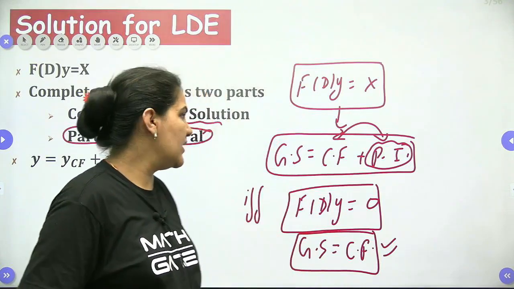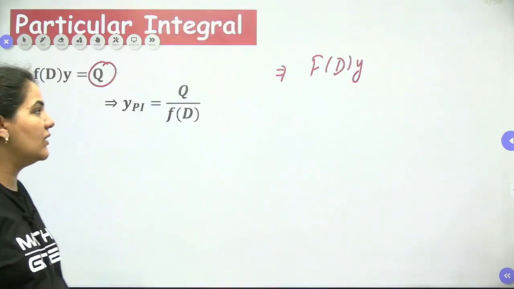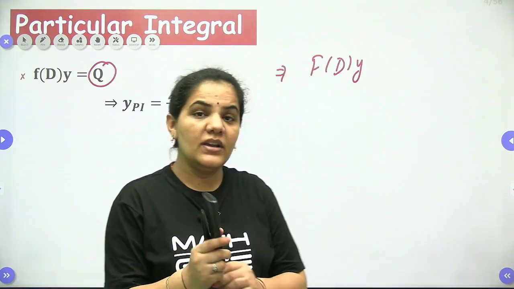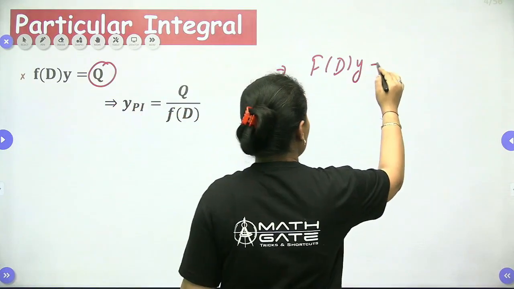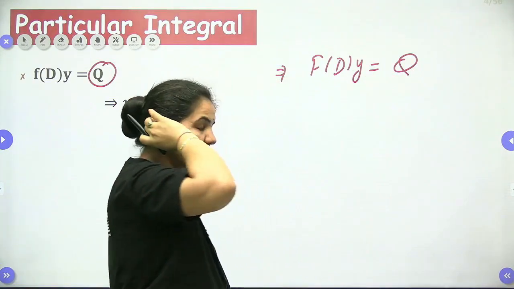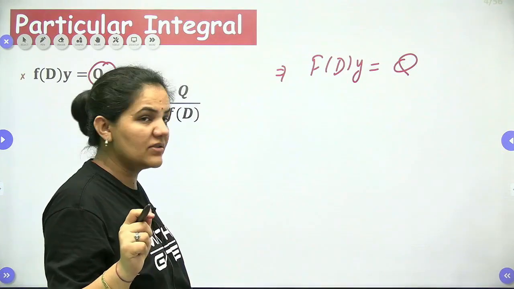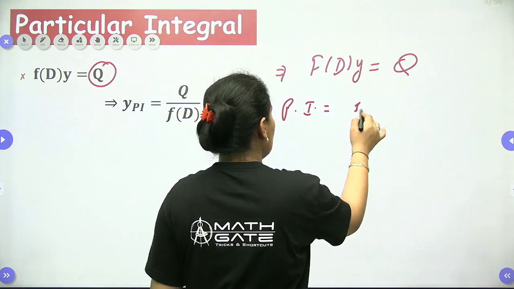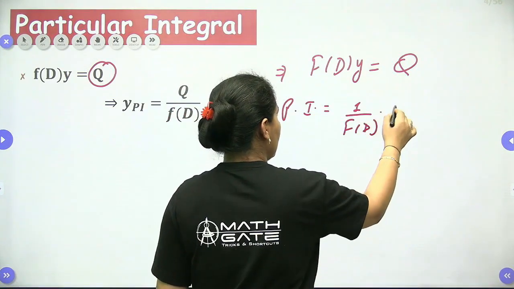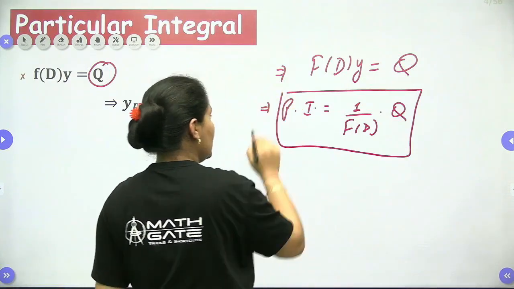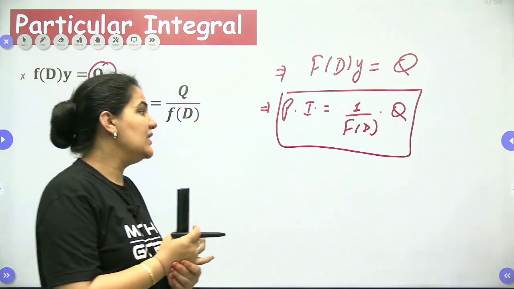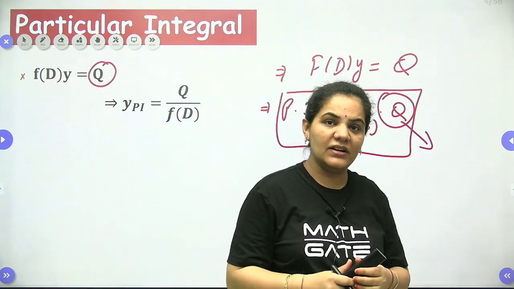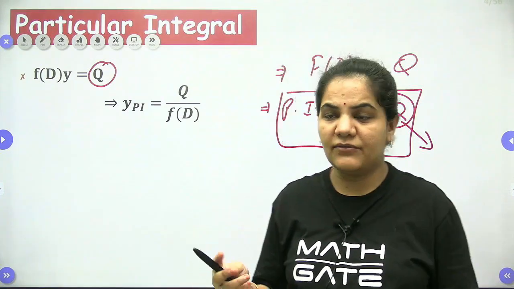So let's start, dear students. It's a simple thing. What exactly does PI depend on? PI is an important thing, okay? And PI depends only on this factor Q, right? If you have a differential equation in the form f(D)y equals Q, then you will write PI equals 1 by f(D) into Q, dear students. Each and every case will vary by the Q only, right?